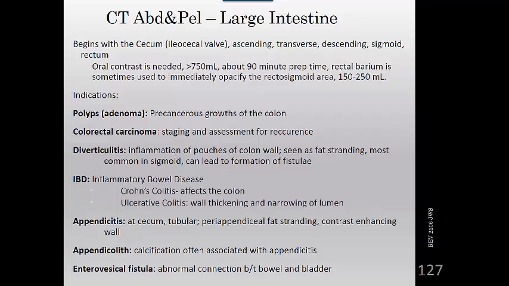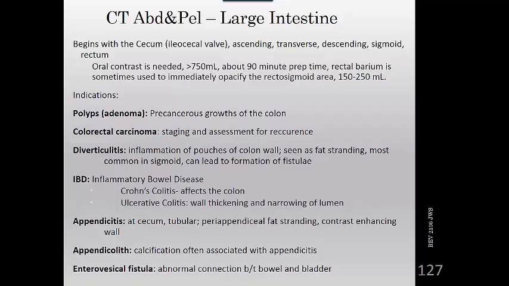And then appendicitis is at the cecum, where the tubular appendix attaches, and this is characterized by periappendiceal fat stranding and contrast enhancing walls. Fat stranding is going to be an indication of infection just about anywhere you see it in the abdomen.